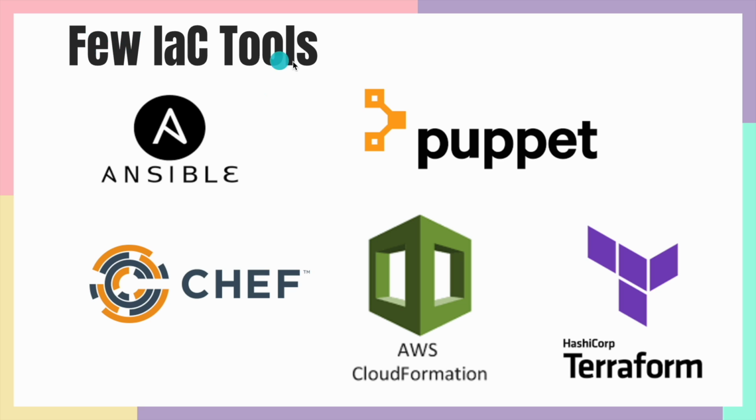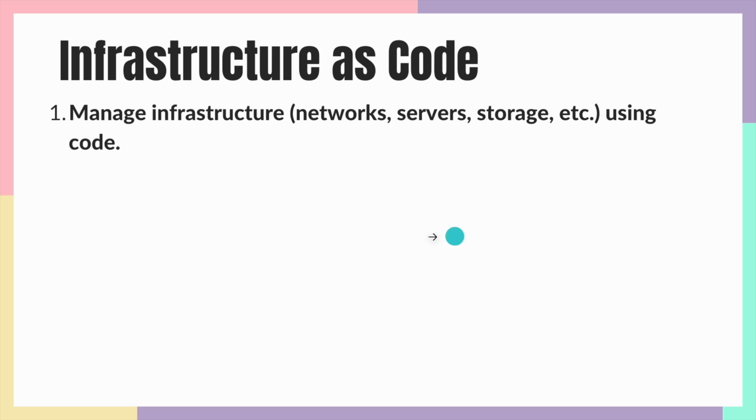Okay, so let's take a look at a few infrastructure as code tools that are available. There is Ansible, Puppet, Chef, and AWS has its own tool, which is CloudFormation. You can define your resources in a YAML format and run it in CloudFormation. It will create the resources. And then there is Terraform. There are a lot of other infrastructure as code tools as well.